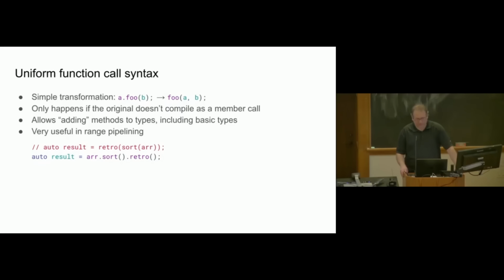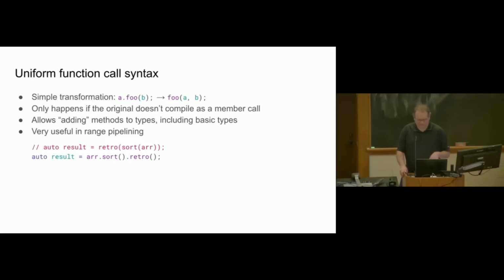On top of that, we have uniform function call syntax, which is a nice transformation. If you have a type or a value A, and it doesn't have a member function named foo, it'll rewrite the call to the second form, and if there's a function that takes that type as the first parameter, it uses that. And it only happens if there's no member function there. So it allows you to add methods to types, including primitive types. Even an integer, you can add a function to integers. And it's very useful in range pipelining.